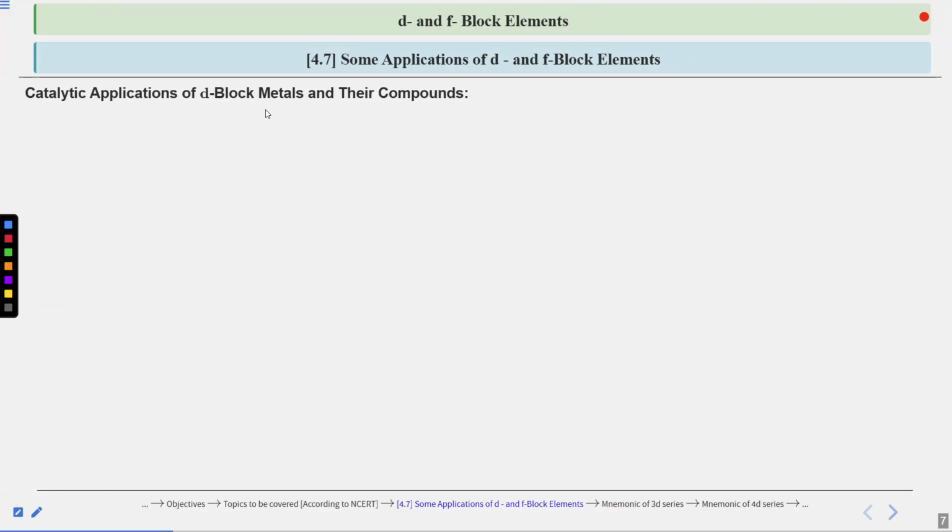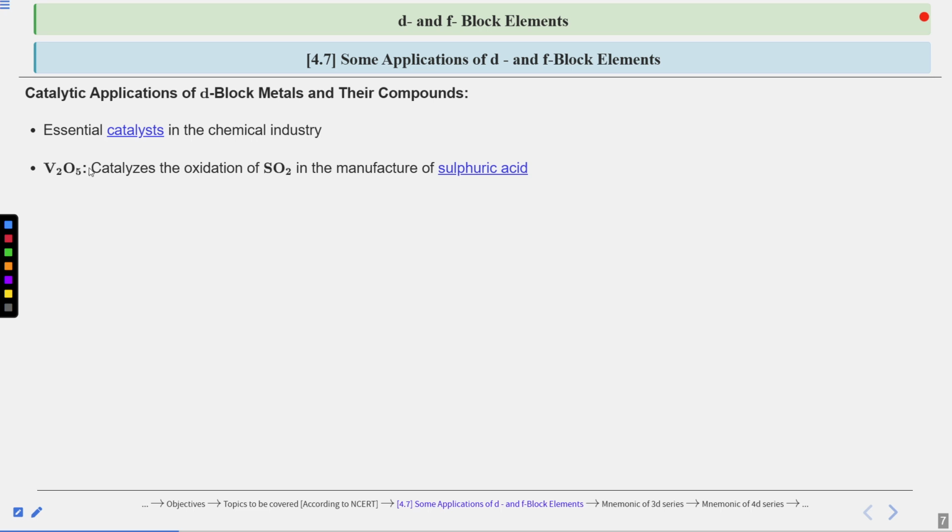Catalytic applications of D block metals and their compounds. Now we have seen that the D block metals have their own catalytic applications and catalytic uses, right? So what are those D block metals and their compounds that are used as catalysts? In the chemical industry, we use D block metals and their compounds as essential catalysts.